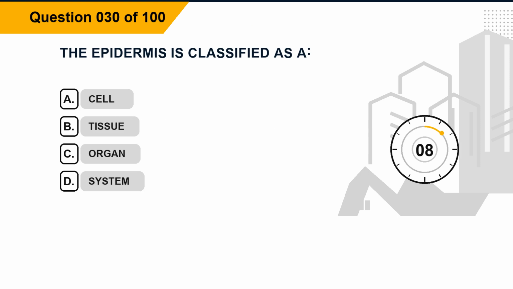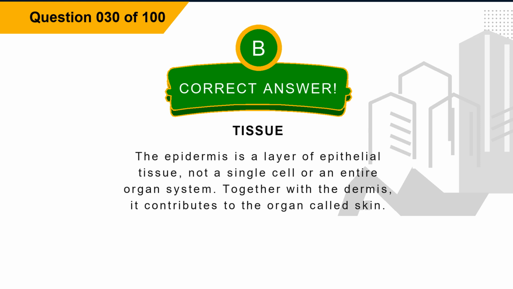Question 30. The epidermis is classified as a blank. Option A, cell. Option B, tissue. Option C, organ. Option D, system. The correct answer is option B, tissue. Explanation. The epidermis is a layer of epithelial tissue, not a single cell or an entire organ system. Together with the dermis, it contributes to the organ called skin.